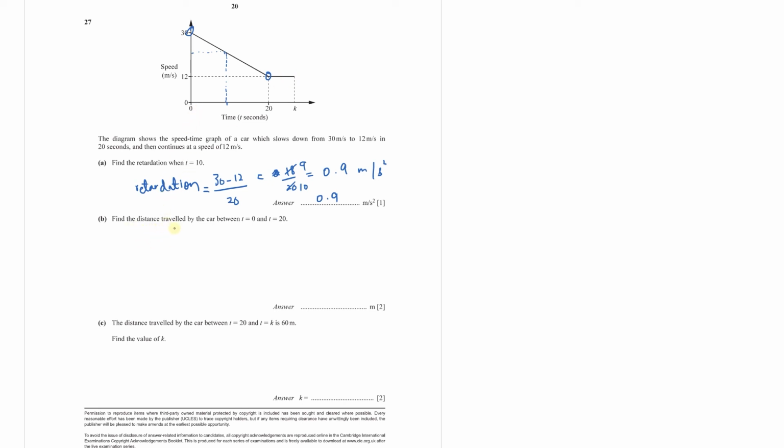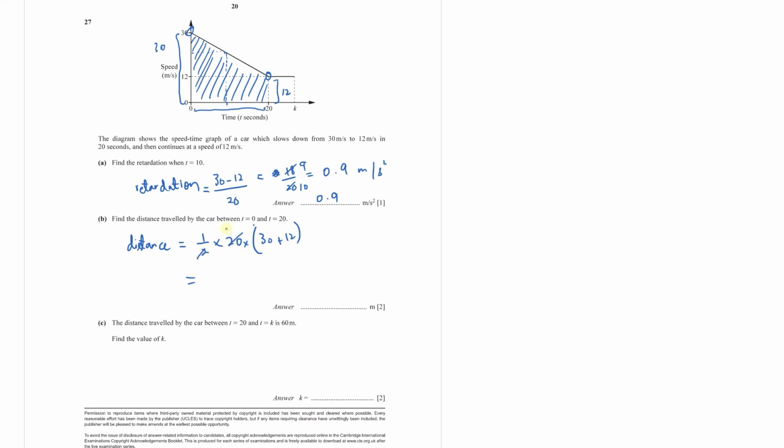Part B is find the distance traveled by the car between t is equals to 0 and t equals to 20. So distance is given by the area under the graph. So basically between 0 and 20, you have to find this whole area, right? So if you look at this shape, it is a trapezium with height 20, and the two parallel sides, one side is 30 and the other side here is 12. So distance would be 1 by 2 into height is 20, and then the sum of parallel sides is 30 plus 12.